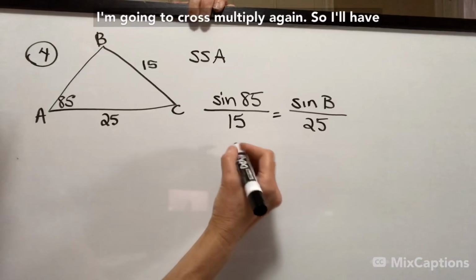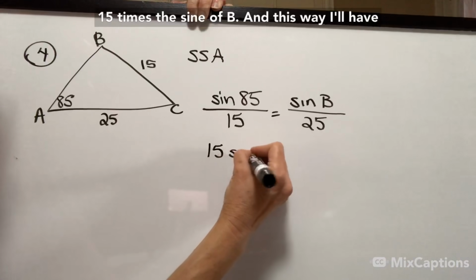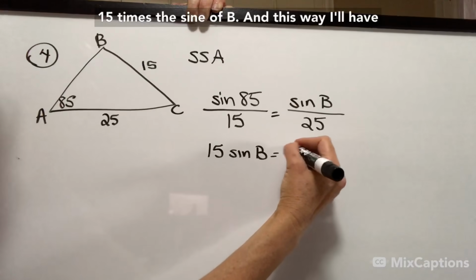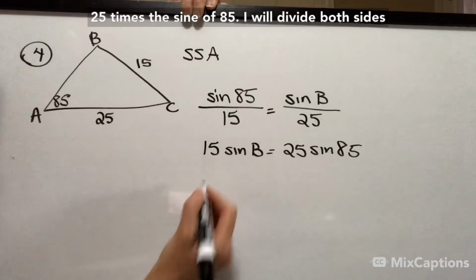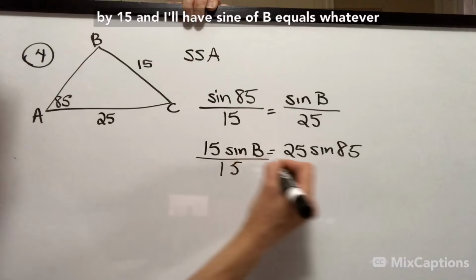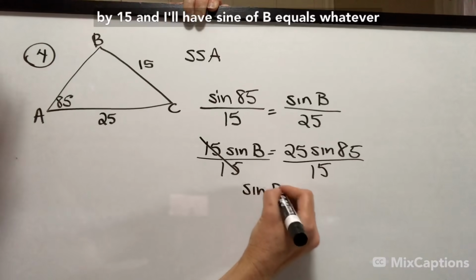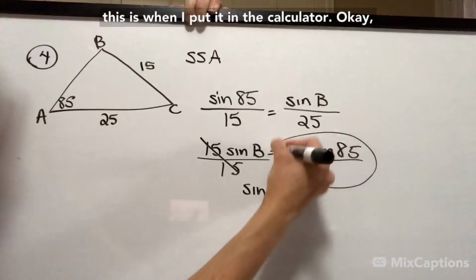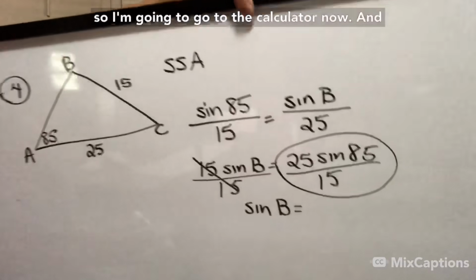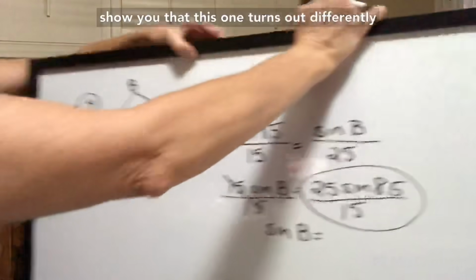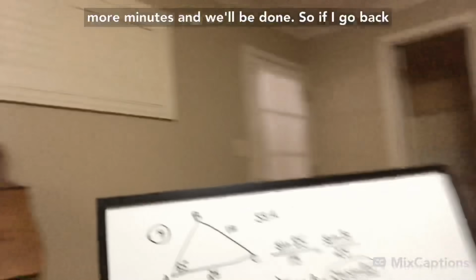I'm going to cross multiply again, so I'll have 15 times the sine of B, and this way I'll have 25 times the sine of 85. I will divide both sides by 15, and I'll have sine of b equals whatever this is when I put it in the calculator. Okay, so I'm going to go to the calculator now and show you that this one turns out differently than the other ones. So just bear with me a few more minutes and we'll be done.